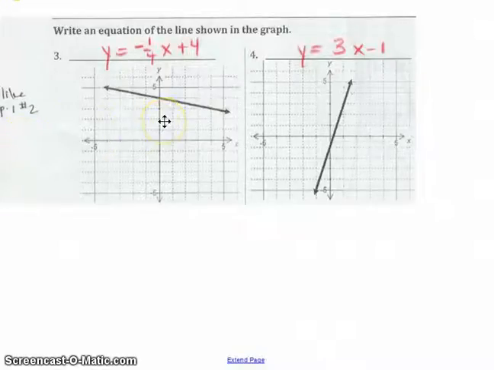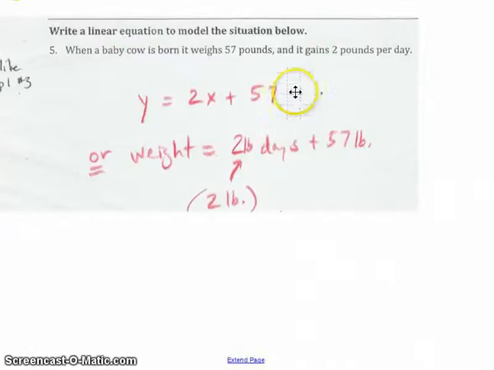I'm just going to quickly remind you that my y-intercept from this picture is right there. That's 4. There's the 4. My y-intercept for this graph is right there. That's negative 1. And there's my b of negative 1. You should be able to calculate off the slope and figure out why I said negative 1/4 here and 3 there. Moving on to the next one.